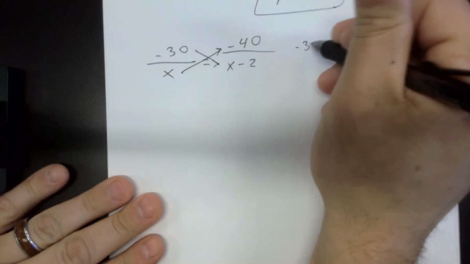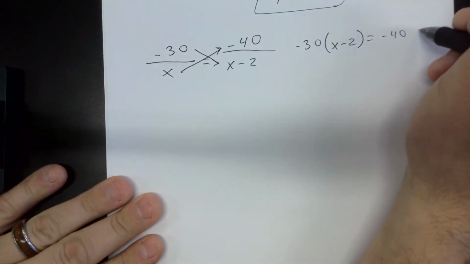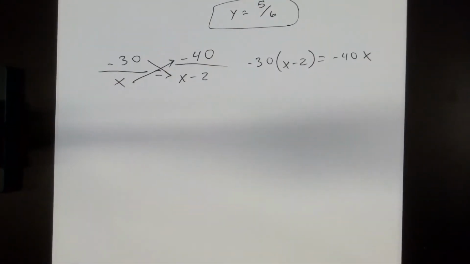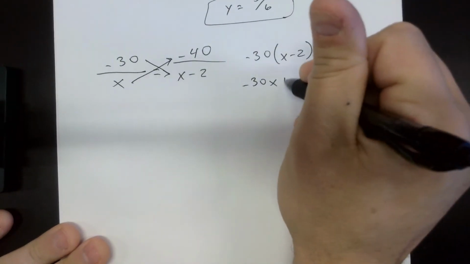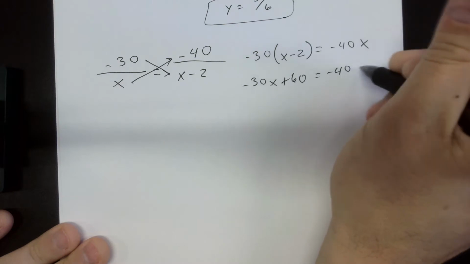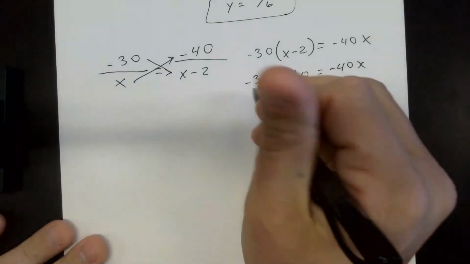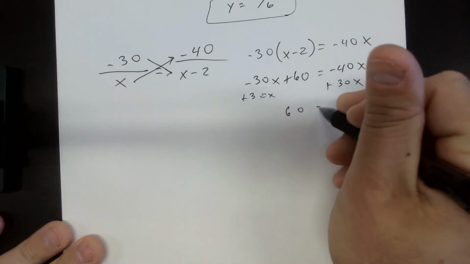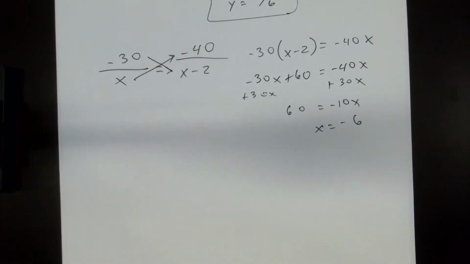So we're going to have negative 30 times x minus 2 equals negative 40 times x. All right? Any questions on that? All we're doing is cross multiplying them again. This side we're going to distribute. Now if you notice here, this is just like a problem on your quiz today. The goal is to get the x's on one side. So I'm going to add 30x to both sides. And we're going to get 60 equals negative 10x, or x equals negative 6. Okay, questions on that one?